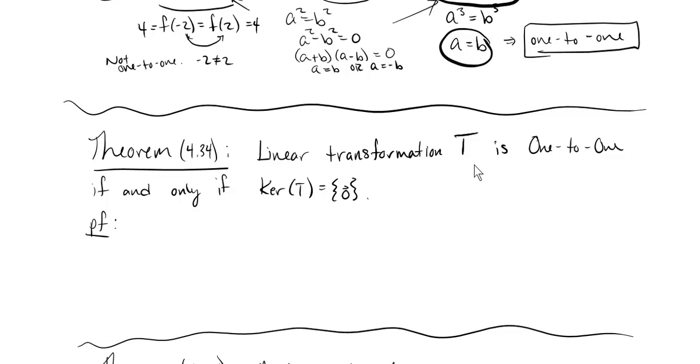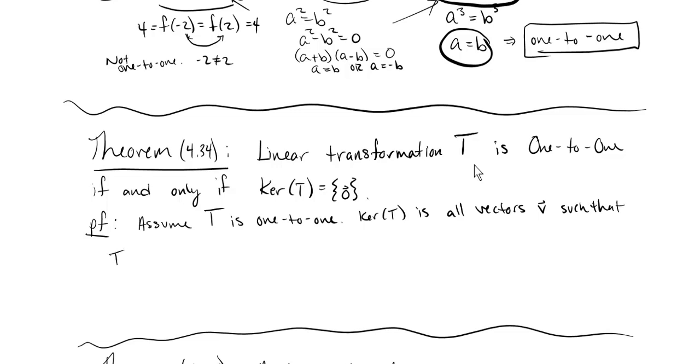Let's first assume T is 1 to 1. Well, if we do that, then we know the kernel of T is all vectors, let's say it this way, all vectors V such that T of V equals the zero vector. That's the definition of kernel.